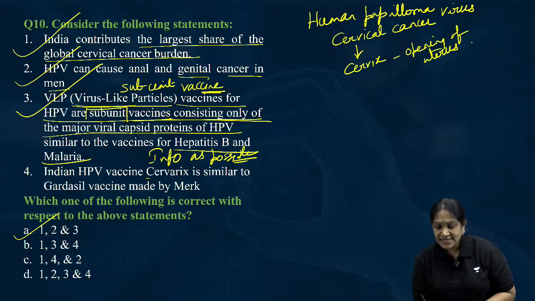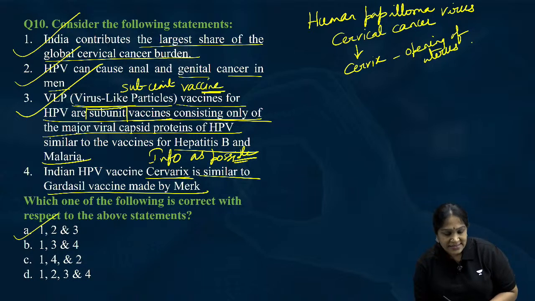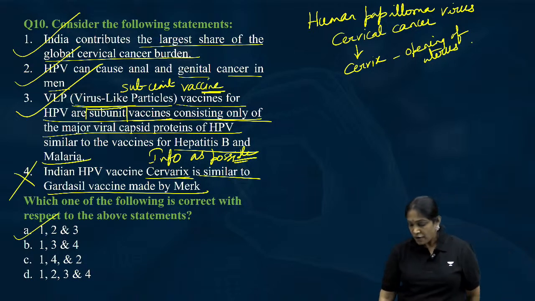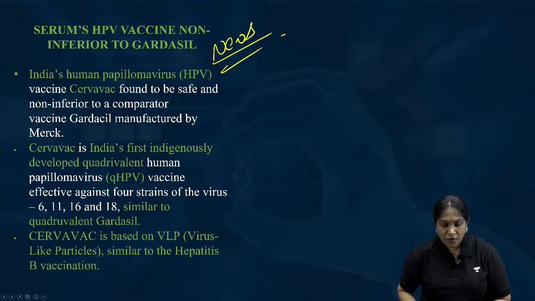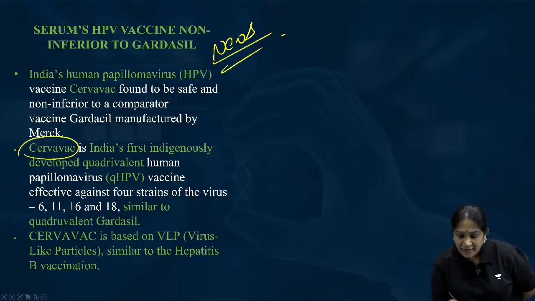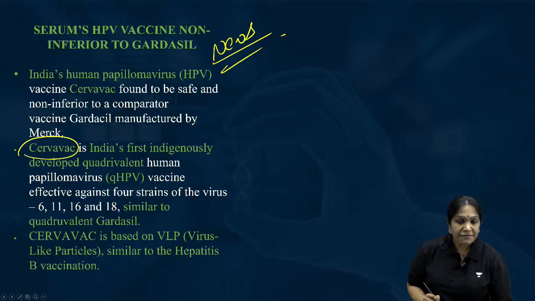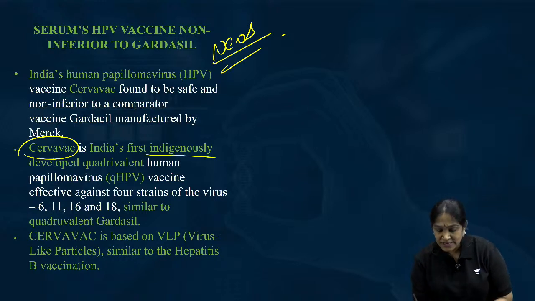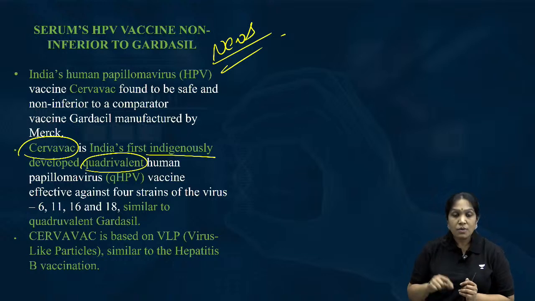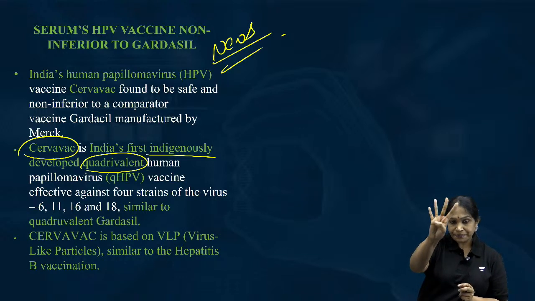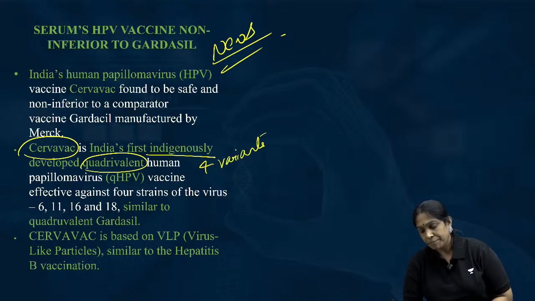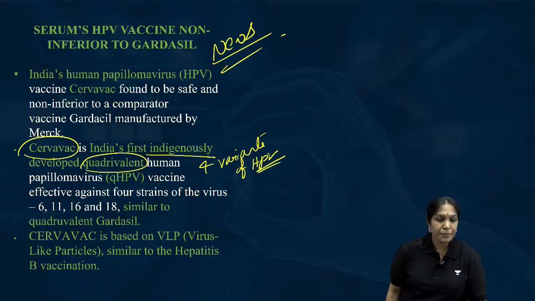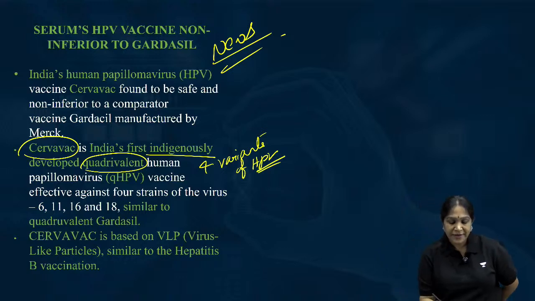Indian HPV vaccine Cervavac is similar to Gardasil vaccine. No. Okay, what is this Gardasil vaccine? So now comes the news here. First, Cervavac. Remember the name Cervavac. This is an indigenous quadrivalent vaccine. Quadrivalent means 4 variants of HPV. Is it clear? This vaccine can protect you from 4 variants of HPV.